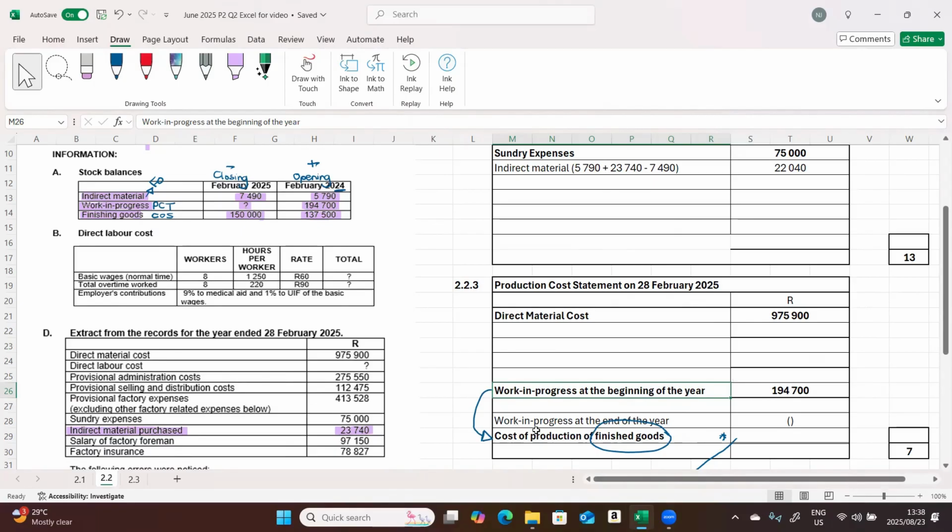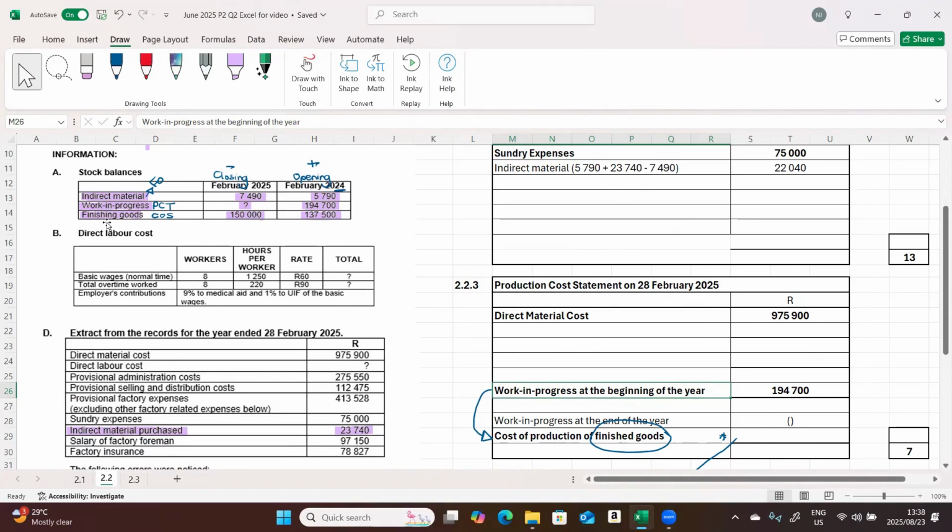And then the work in progress at the end of the year, it's not a completed finished good. So therefore, we also subtract it. It cannot be part of the cost of production of our finished goods balance. So that is why we add and subtract the work in progress.